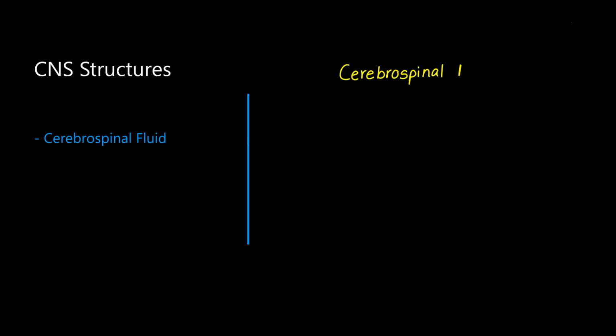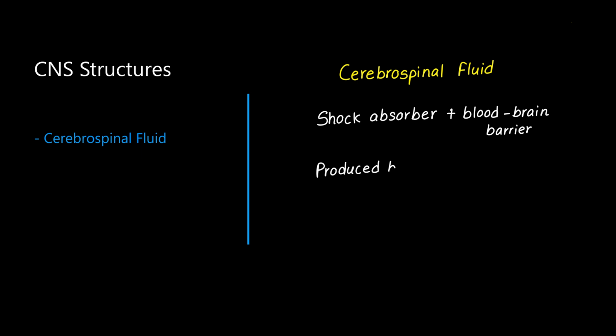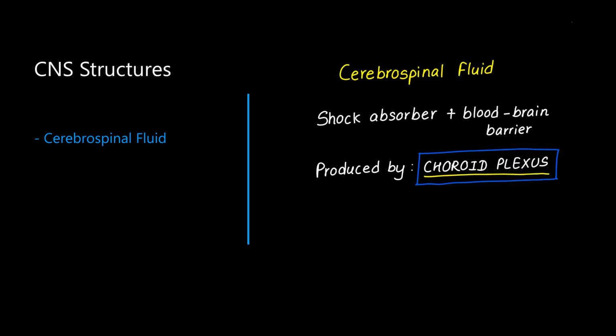Cerebrospinal fluid fills the space around the brain and spinal cord. It acts as a shock absorber and contributes to the blood-brain barrier. The choroid plexus produces it. If your exam asks what produces cerebrospinal fluid, that is the answer every time. Choroid plexus. Write it down, say it out loud, lock it in.